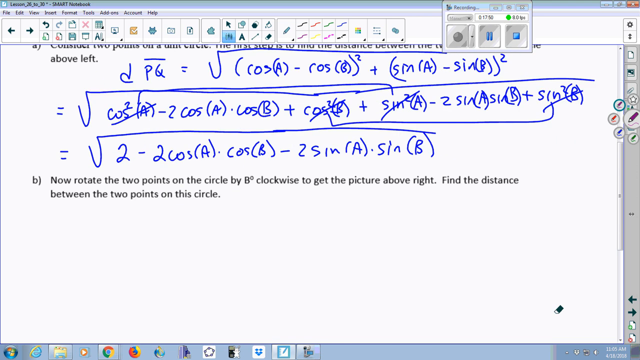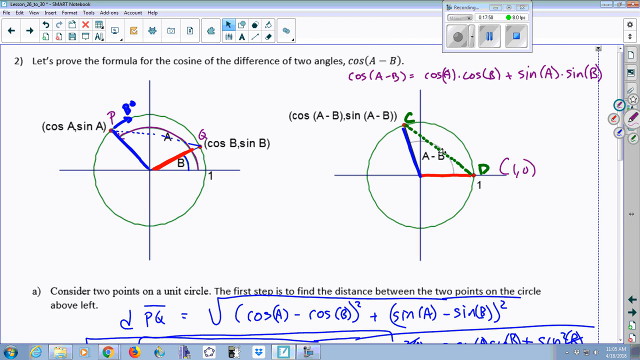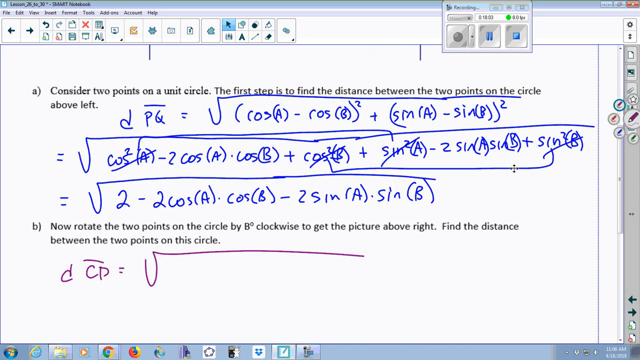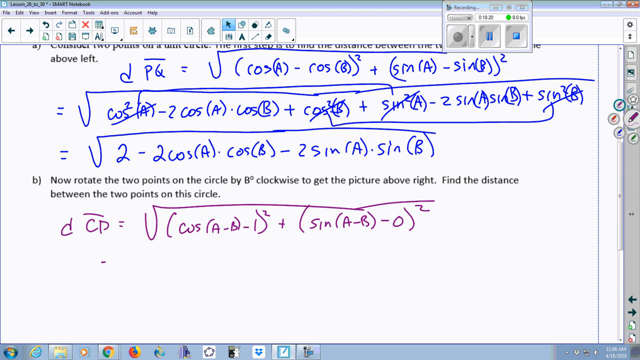So now we have to find the distance from C to D. Distance of the line segment from C to D. So that's going to be the cosine of A minus B, take away 1 and square it, plus the sine of A minus B, take away 0. Oh, thank goodness, we get a little bit of a break there with the 0, and square that. So what's this going to equal?